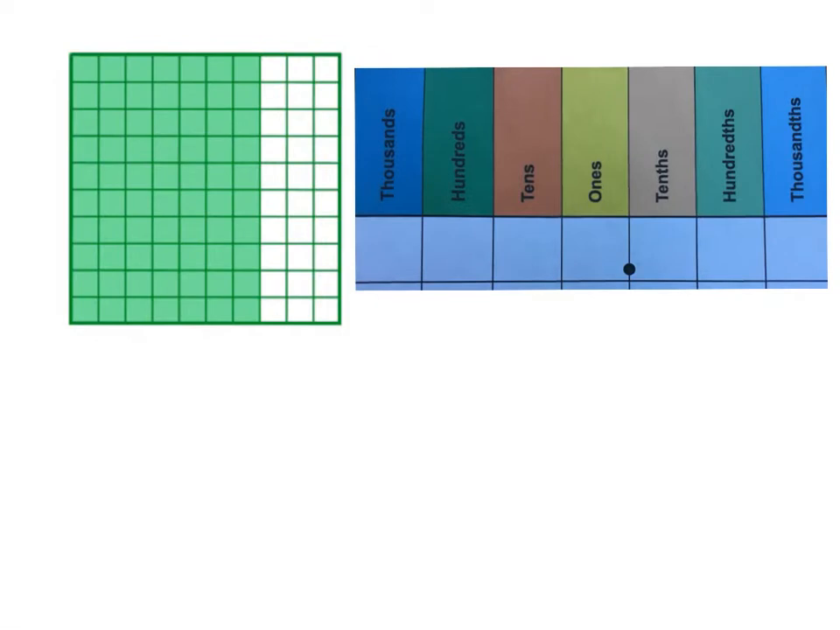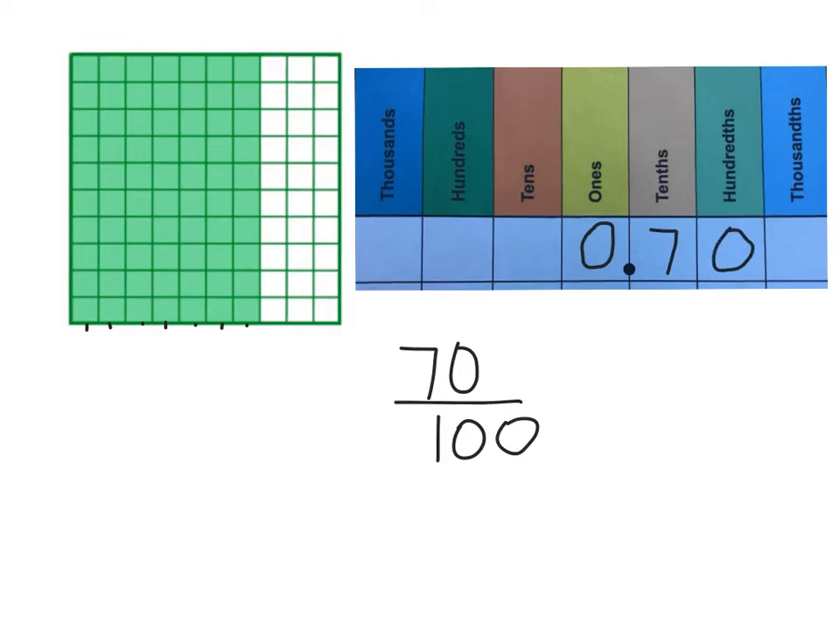Here is another example. If I were to count all these up, I would have 1, 2, 3, 4, 5, 6, 7 tenths, or 10, 20, 30, 40, 50, 60, 70 hundredths. So I can write this in two ways. This is 70 over 100. I can write 0 wholes and 70 hundredths, or another way that you can do it is you can actually just write 0.7 because there are 7 tenths there.